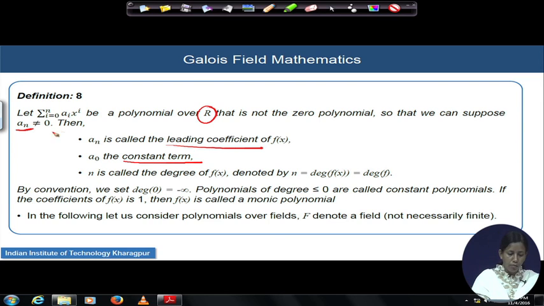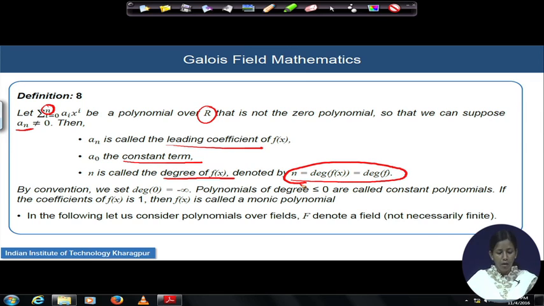The n, up to which the summation is running, is called the degree of the polynomial, and hence we can write it like this. By convention we set the degree of the zero polynomial equal to minus infinity, and all the polynomials which have degree less than or equal to 0 we will call the constant polynomials.